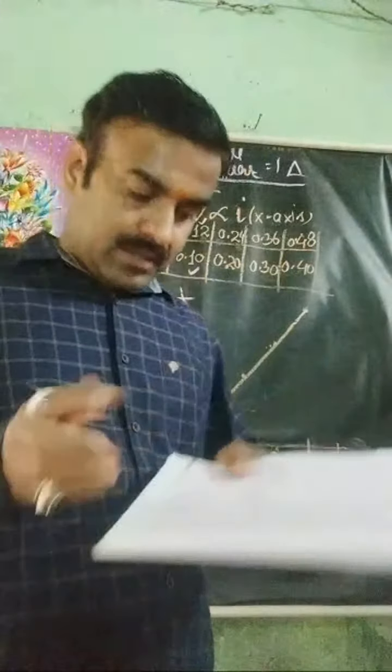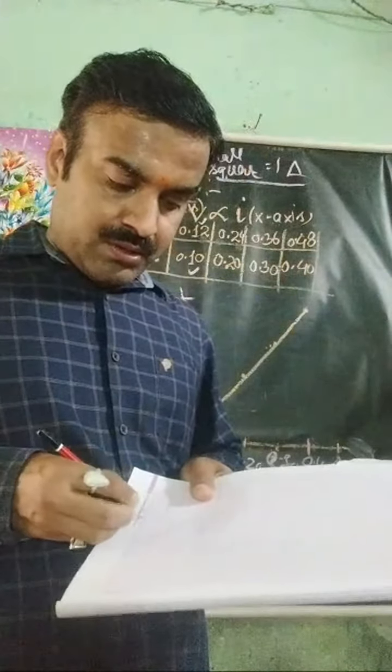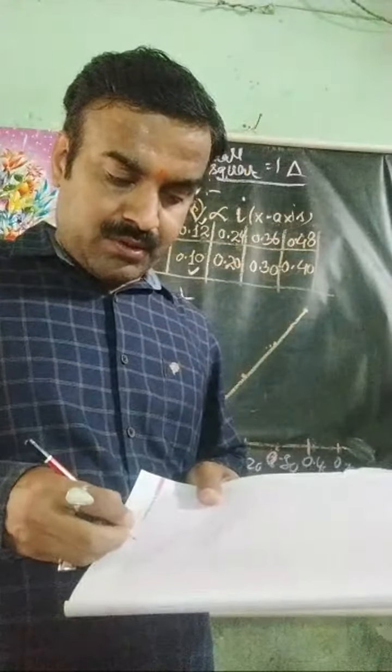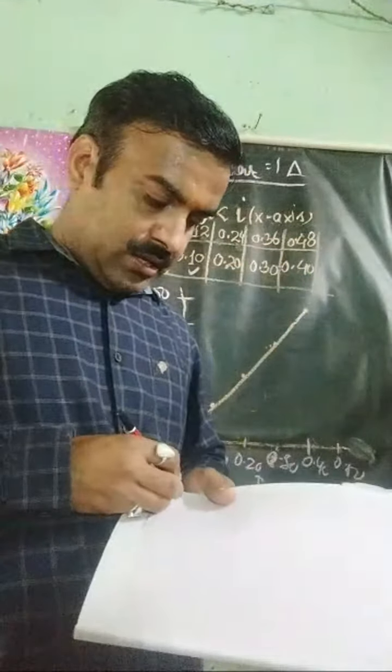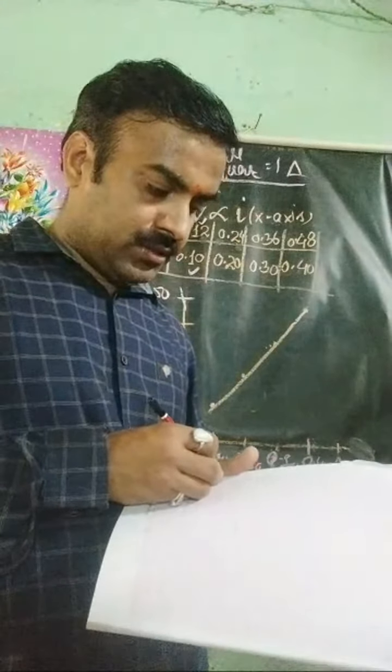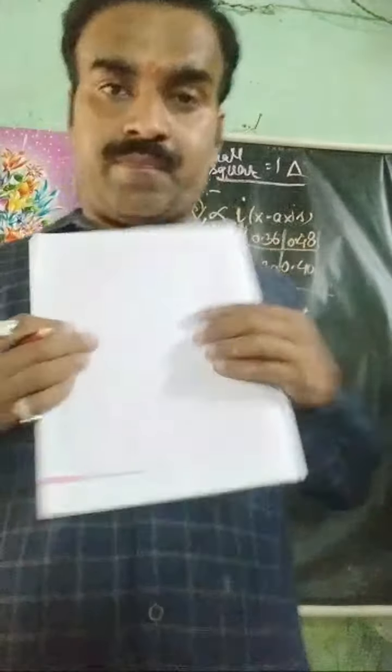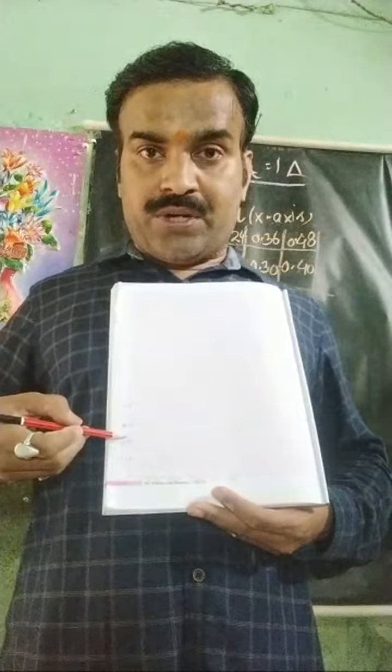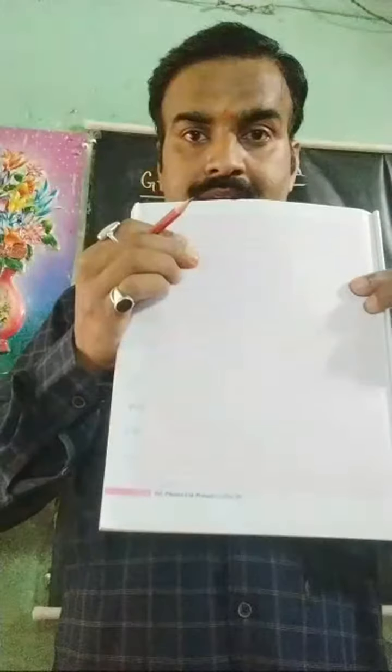0.10, 0.20, 0.30, 0.40, 0.50, 0.10, 0.20, 0.40, like that. See here, here 0.10, 0.20. See it properly, like that I have taken. Okay, then 0.10, see it properly.